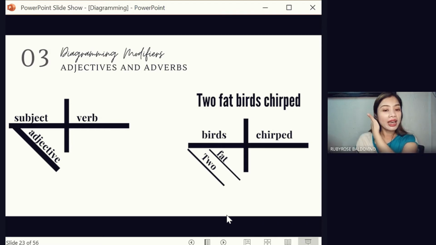Okay, another example. Two fat birds chirped. Again, first identify the subject and identify the verb. Our subject is birds and our verb is chirped. And we have two adjectives, two and fat. We place these adjectives on a slanted line under the subject, the noun birds, because two and fat describe the word birds, right?